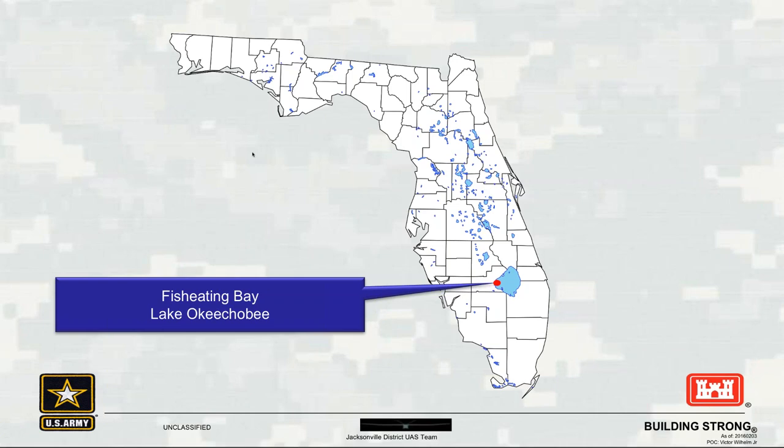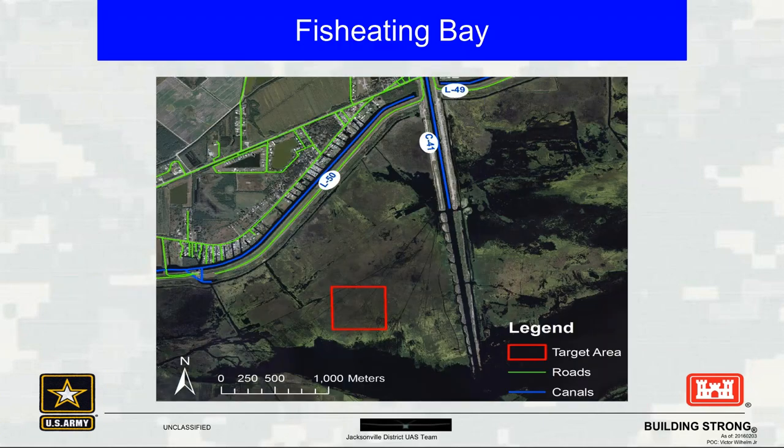Fish Eating Bay area on Lake Okeechobee, which is in Glades County. It's on the western Okeechobee. At the time when we were doing this, it is a nice broadleaf type marsh, very shallow marsh, about 3 feet deep on average. Next slide, please.